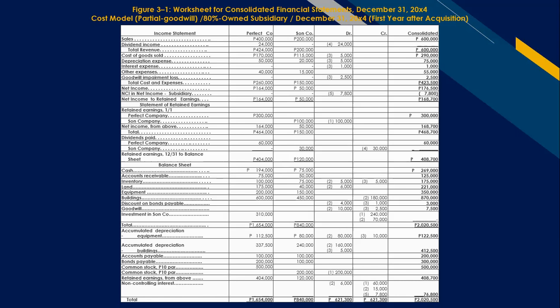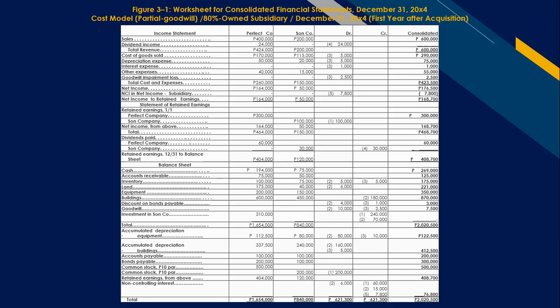Elimination entry number 1, we now debit common stock of the subsidiary for 200,000. Then we debit retained earnings of the subsidiary for 100,000. So, 100,000 and 200,000. The corresponding credit in number 1 is to credit investment in Sun Company 240,000 and non-controlling interest for 60,000. That's 20% of 300,000.